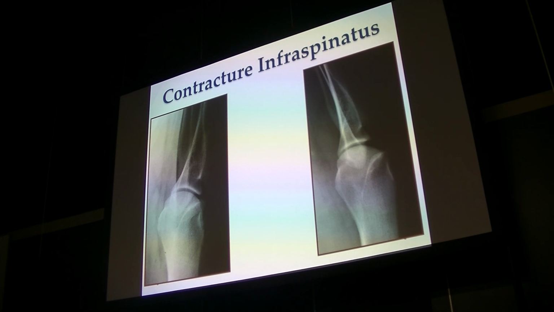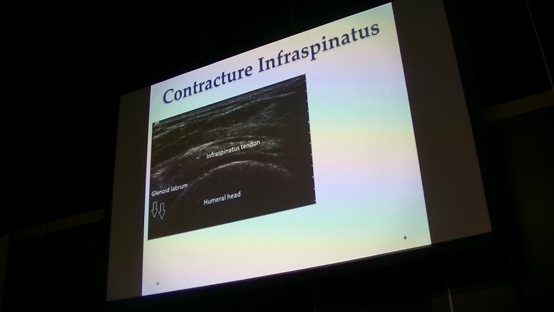That's something that we can pick up on a radiograph, of course, if we take radiographs of both sides. Also, ultrasound is useful here. This is a sagittal image of the infraspinatus, and often, when there's pathology present, it is more hyperechogenic than normal.